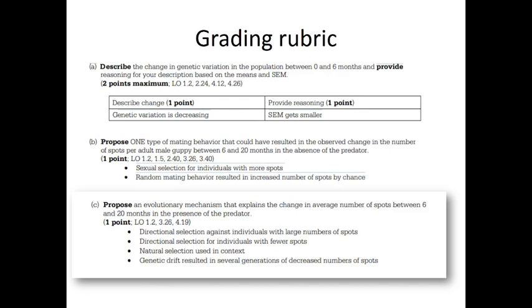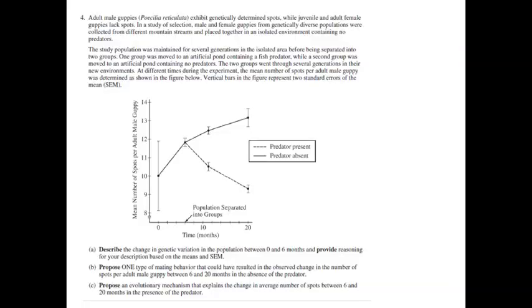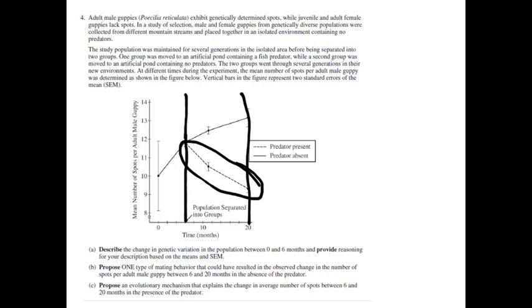Also notice part C says propose an evolutionary mechanism that explains the change in average number of spots between 6 and 20 months in the presence of the predator. So let's go back to our graph. So again, 6 months to 20 months. This is the area we're looking at. This time we're looking at the predator present, which would be this part of the graph. And notice that essentially we have a line going down. That tells us that the number of spots is decreasing from 6 to 20 months when there's a predator present.